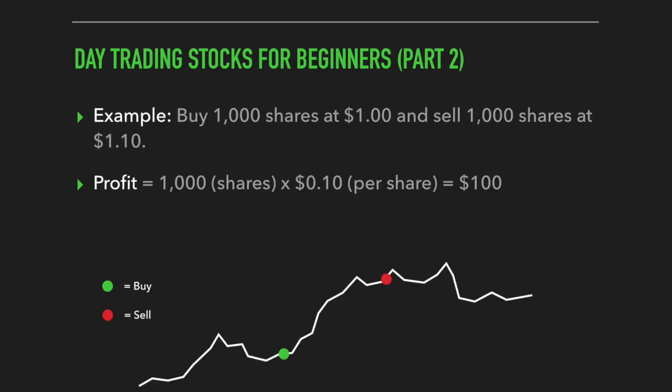So for example, if we take the diagram here at the bottom, you can see that the green dot on the chart is where we would buy into the stock, and the red dot is where we would sell our shares. So if we were buying 1,000 shares at $1 per share, and then selling those 1,000 shares later on at $1.10 per share, our profit in this case is going to be 1,000 shares multiplied by the 10 cents in profit that we made, giving us a $100 profit.